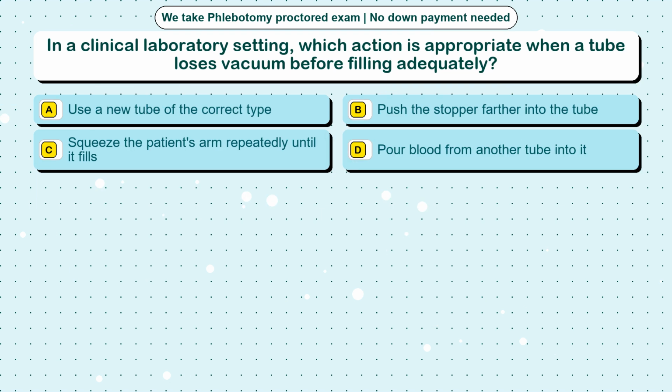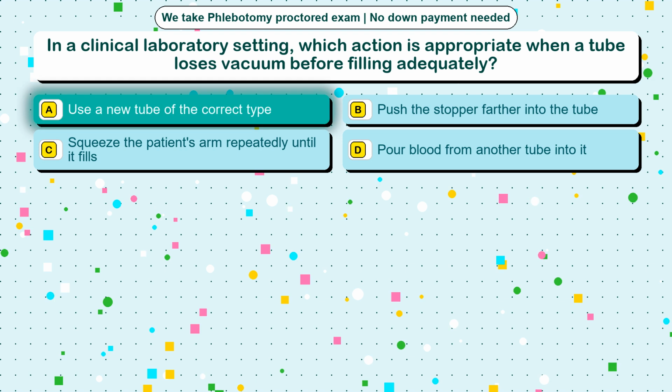Question 8. In a clinical laboratory setting, which action is appropriate when a tube loses vacuum before filling adequately? Option A. Use a new tube of the correct type. Option B. Push the stopper farther into the tube. Option C. Squeeze the patient's arm repeatedly until it fills. Option D. Pour blood from another tube into it.